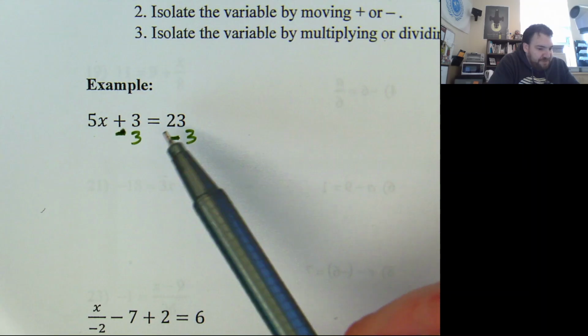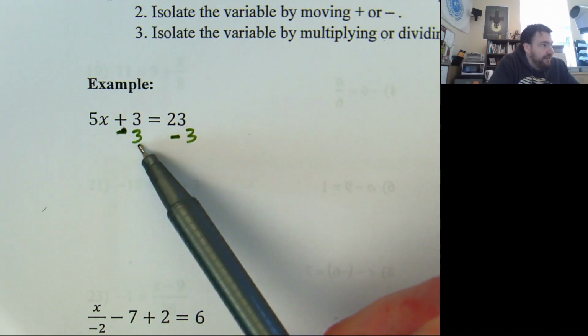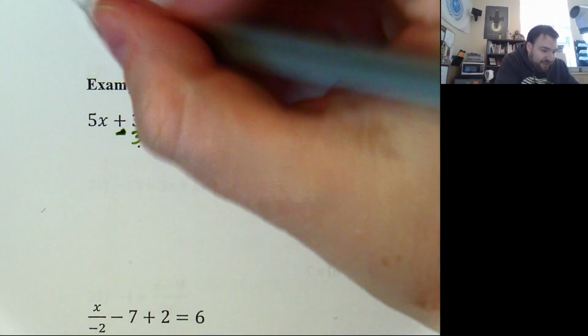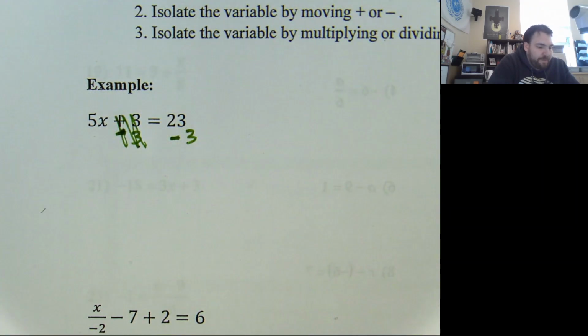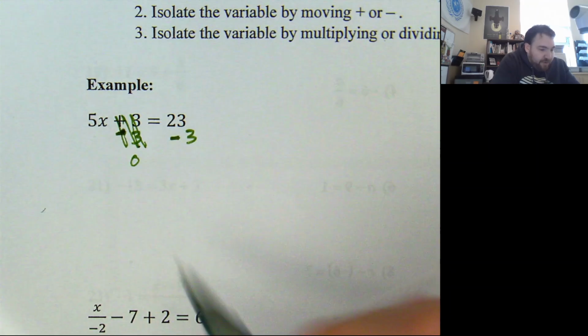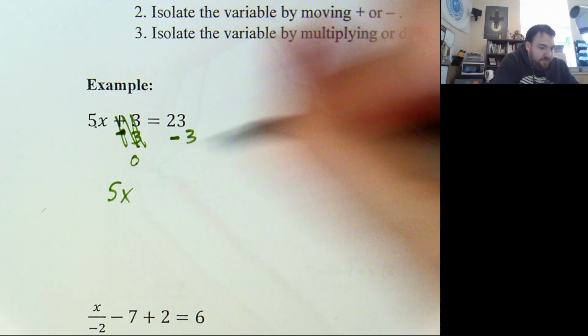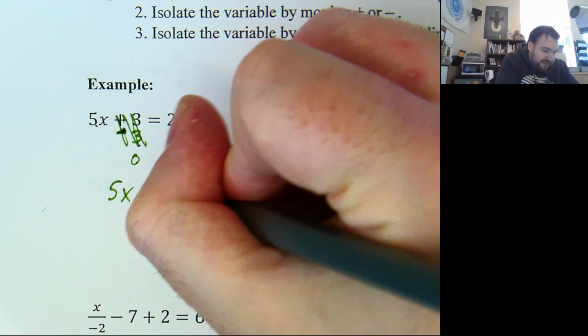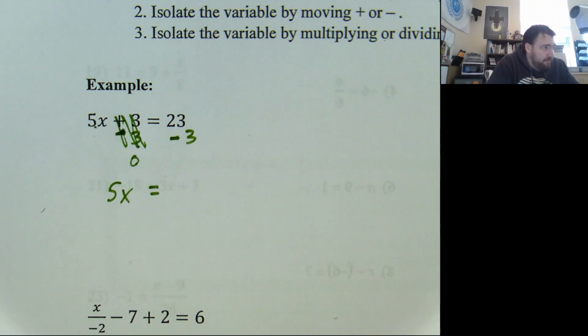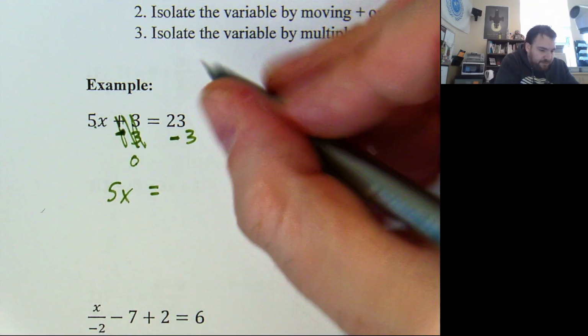The reason I'm doing this is because 3 minus 3 is 0. So if this becomes 0, 5x plus 0 is just going to be 5x. And then 23 minus 3 is going to be 20.